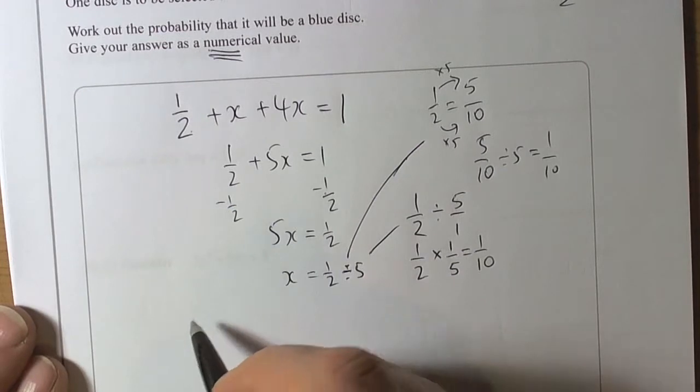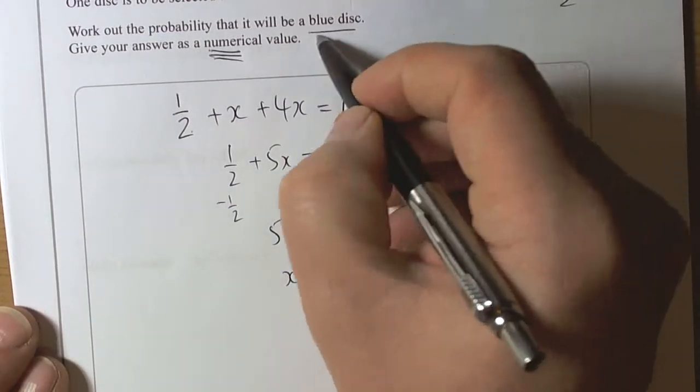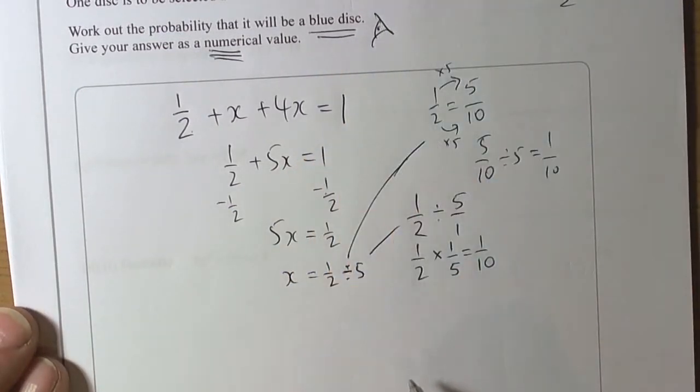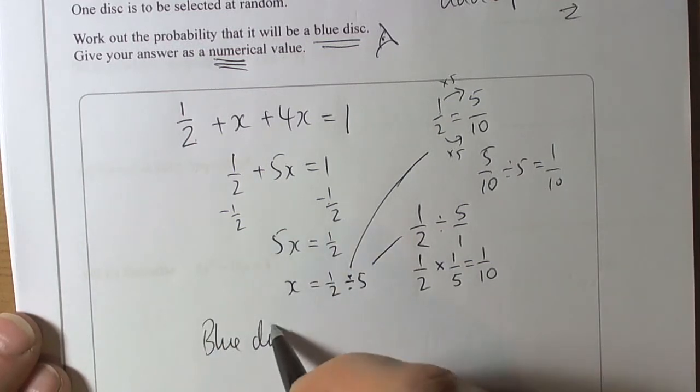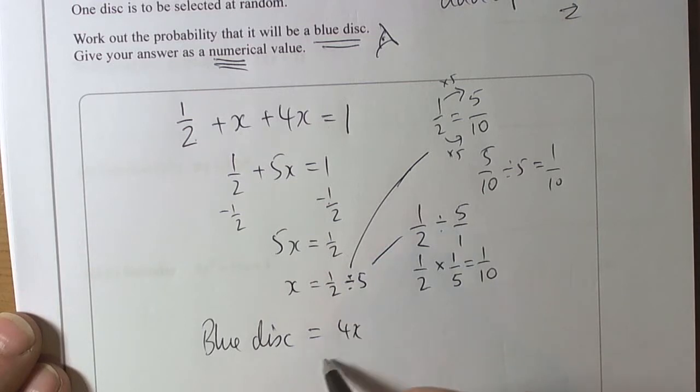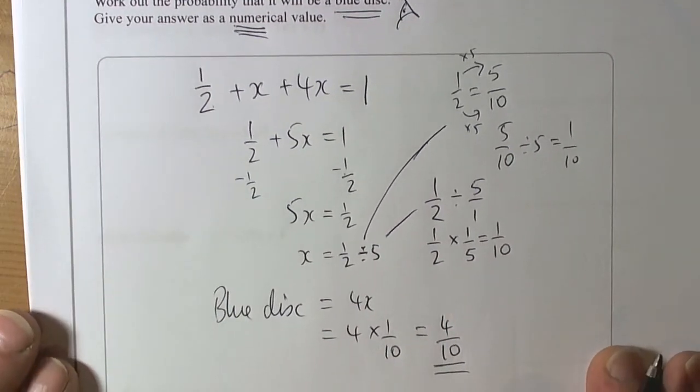Then we're going to realise that the question wanted the blue disc, so again we're reading through and identifying that key information. And so for the blue disc, it's worth 4x, so that's going to be 4 times 1/10, which is going to be 4/10. So that will be our final answer for this question.